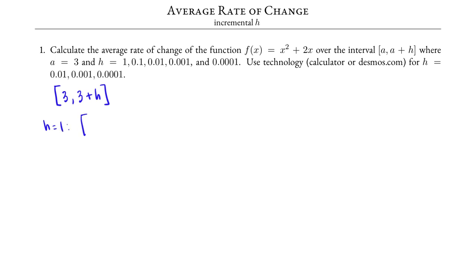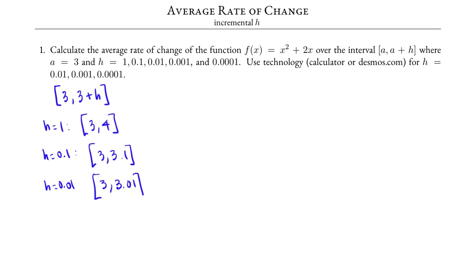When h equals 1, the interval is 3, comma, 3 plus 1 is 4. When h equals 0.1, the interval is 3, comma, 3.1. When h equals 0.01, the interval is 3, comma, 3.01. When h equals 0.001, the interval is 3, comma, 3.001. And lastly, when h equals 0.0001, the interval is 3, comma, 3.0001.